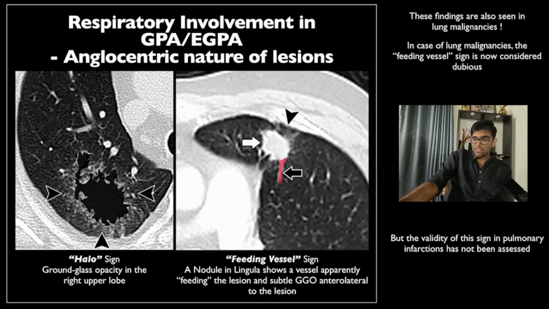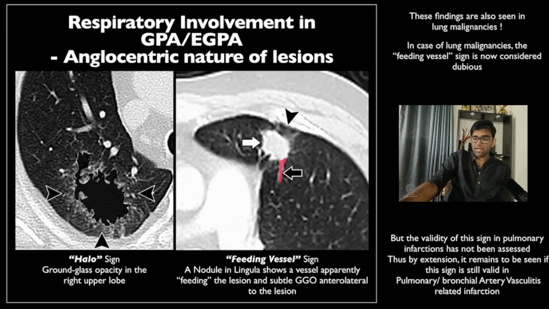However, the validity of this sign in pulmonary infarctions has not been assessed, and therefore, by extension, it remains to be seen whether this sign is still valid in the diagnosis of pulmonary or bronchial artery vasculitis related infarction, as would happen in GPA.